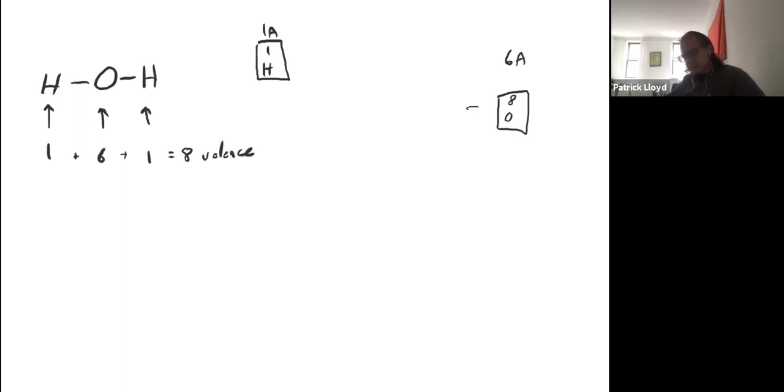Right? So when you build these molecules, what you're doing is you're just adding up the electrons that are in the periodic table, the number of valence electrons, and you're going to use them to form bonds and lone pairs. Okay, so now here's the thing though. We've already drawn in a bond between the oxygen and each hydrogen. So that's 4 electrons that we've already used, right? 2 electrons per bond.